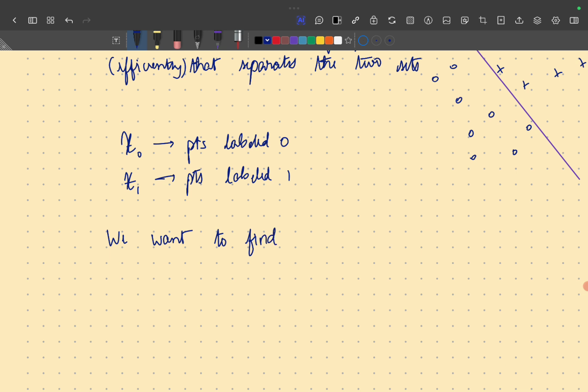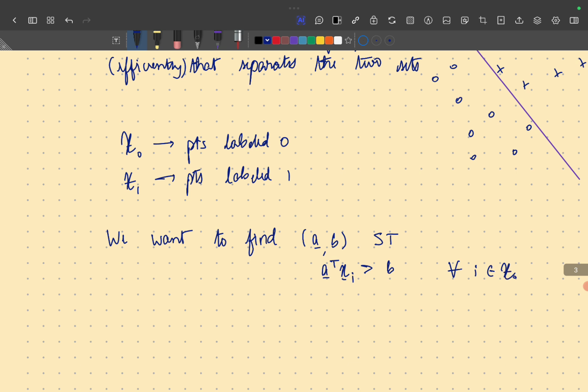There are two things. One is we want to know if there exists a solution, and if yes, we want to find at least one of those solutions. We want to find a hyperplane such that A transpose xi is, let's say, greater than or equal to B, let's say greater than B, for all i in x0.